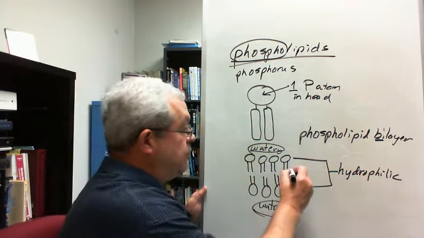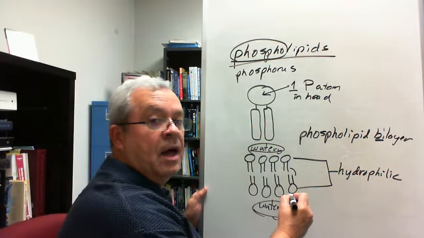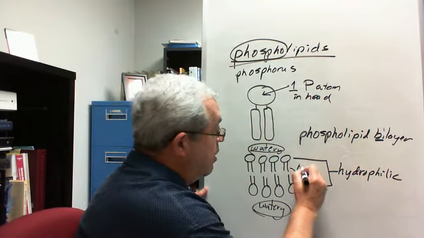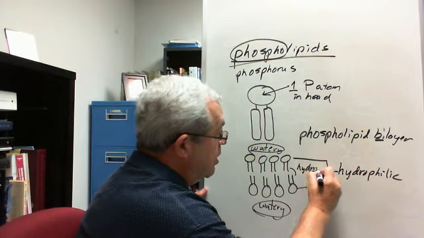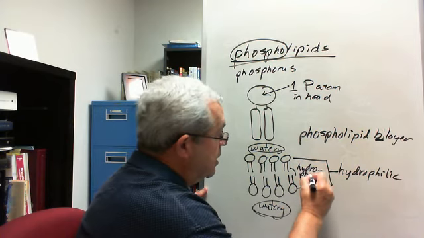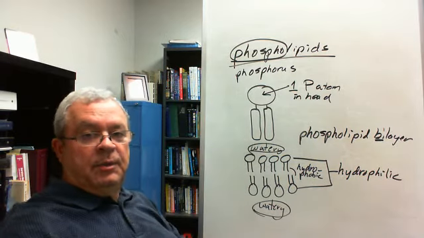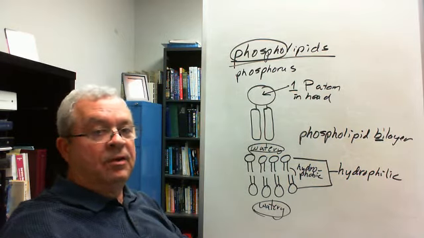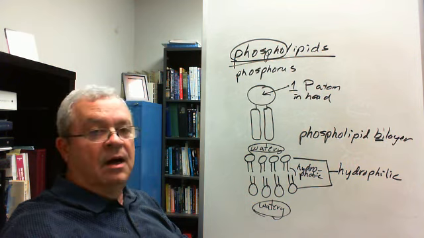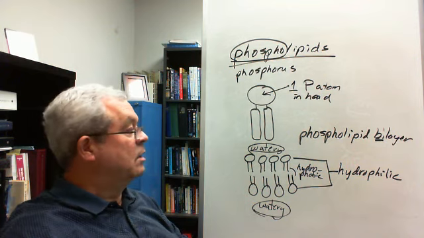The tails are just the opposite. They are hydro what? They are hydrophobic, which literally means what? Water fearing. So the tails are repulsed by water, the heads are attracted to water.